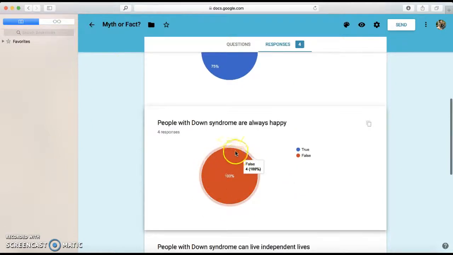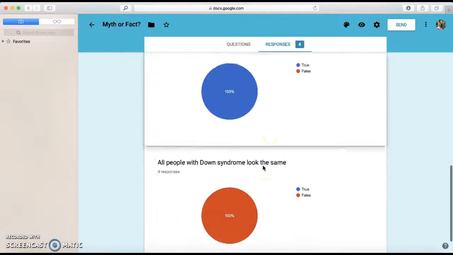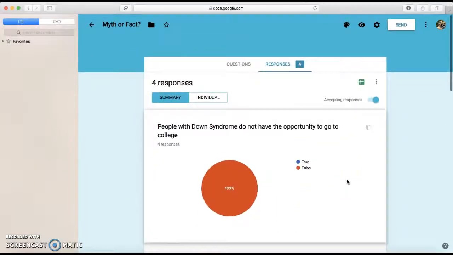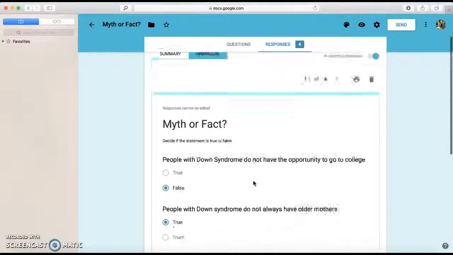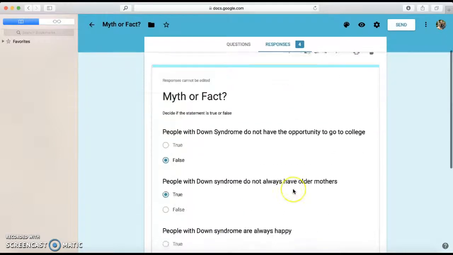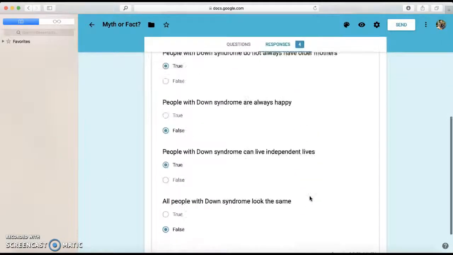Then all 4 of them thought people with Down syndrome are always happy is false. All 4 of them knew that people with Down syndrome can live independent lives. And all 4 of them knew that all people with Down syndrome look the same is a false myth. So it's also cool. I can also look at individuals, and I can see individually what my first person thought, my second person, my third person, and then my fourth person.